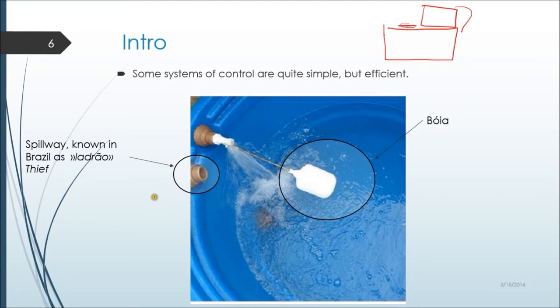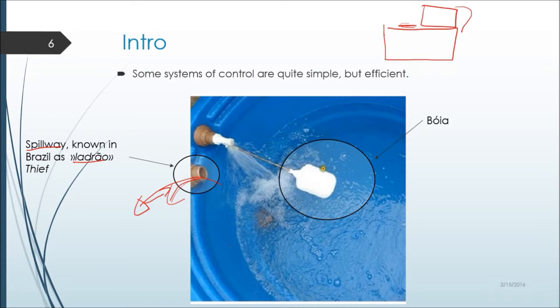So the simplest system is this one. In English it's called a spillway, but in Portuguese it's called ladrão, or thief, if you translate to English. This is very simple. The water comes here and escapes and falls. It's important to have something simple like that, so the water is not going to stay here above the limit, because otherwise we are going to throw it away.